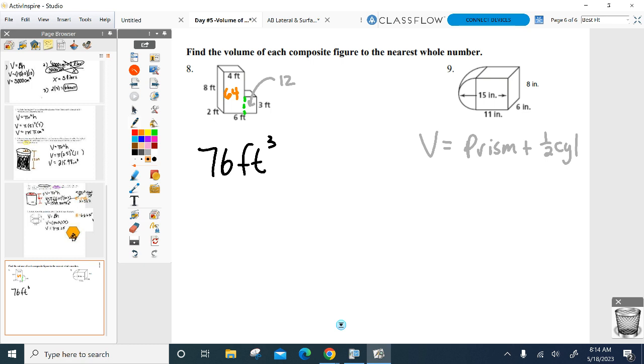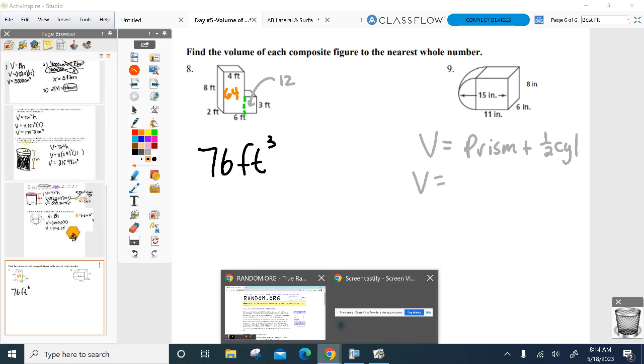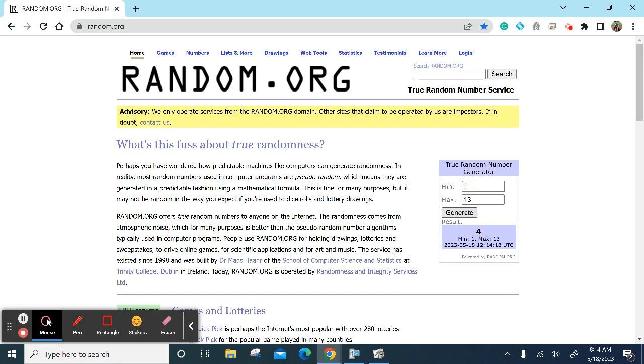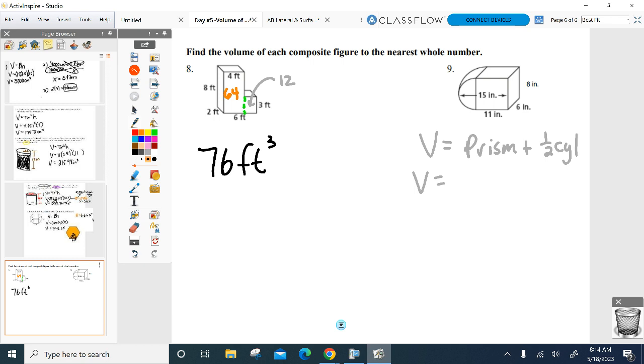Because remember, you're filling up the inside. All right, so tell me, volume of the prism, what numbers are you going to use for those? 11, 6, and 8. 11 times 6 times 8. Plus, here we go, half the cylinder. So pi, what would be the radius of that cylinder? Be careful here.